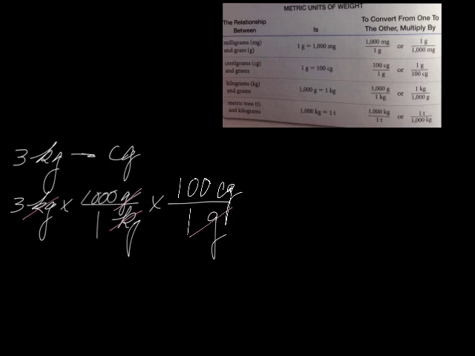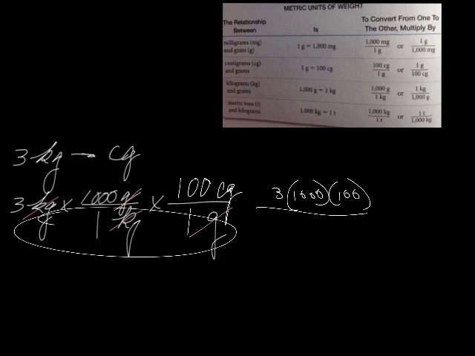And so my numerators multiplied is going to be 3 times 1,000 times 100 divided by, and there's nothing down here except ones. So I get 3 times 1,000 times 100 is 300,000 centigrams. And one of the nice things about multiplying numbers in the metric is they're all thousands, hundreds, tens, millions.